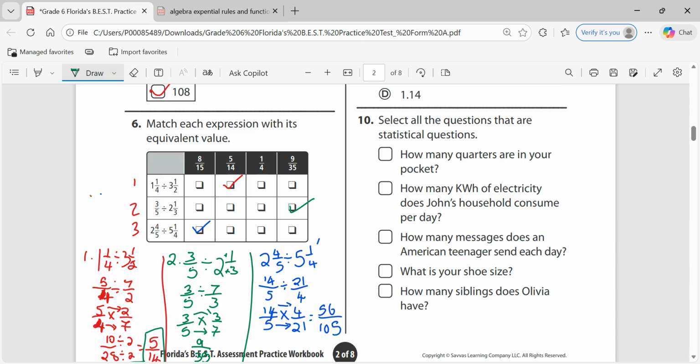Remember, statistical questions, you should be able to get more than one response and work with that. So how many quarters are in your pocket? It is not statistical. You can count them. You can open your pocket and count it. So no.